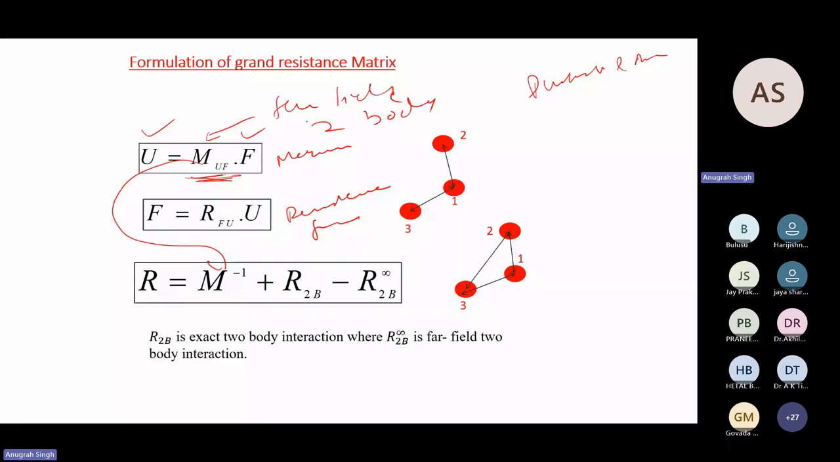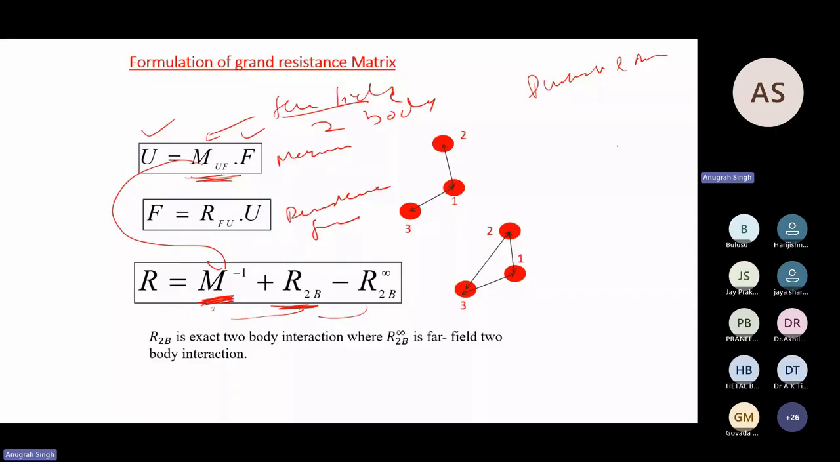Invert it, so this now captures many-body, but it is far field. You add lubrication. Now many-body also has two-body, so two-body is added twice, so you subtract once to avoid double counting. So that's the whole procedure.